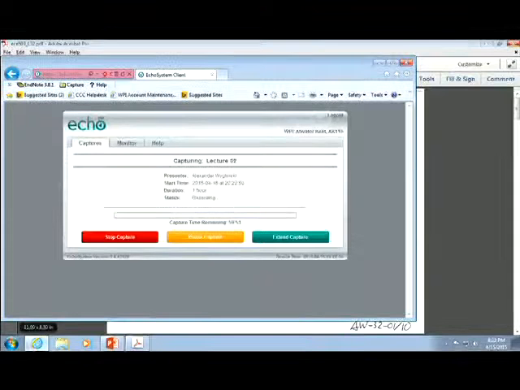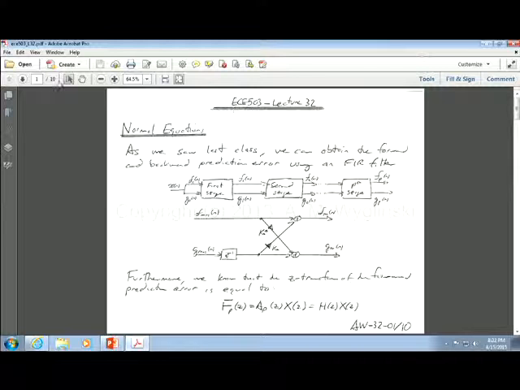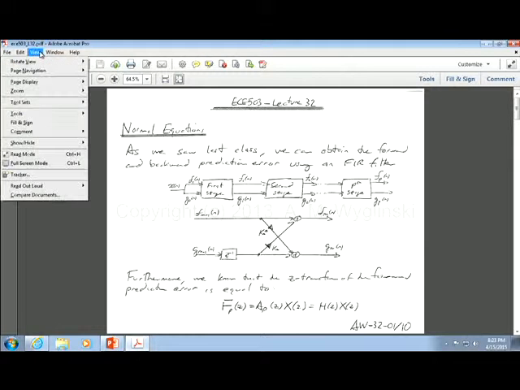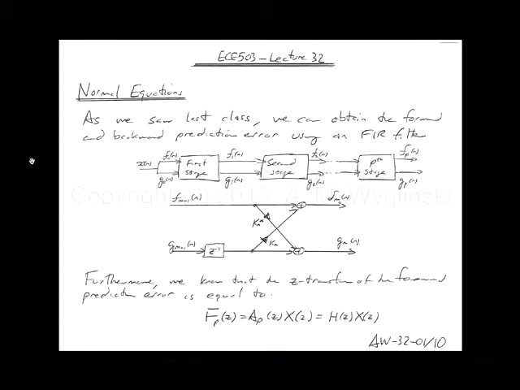Okay, so this is lecture 32 of ECE 503. In this lecture, what we're going to be looking at is something called the normal equations, and we're going to get a little bit of exposure to something called the Levinson-Durbin algorithm.